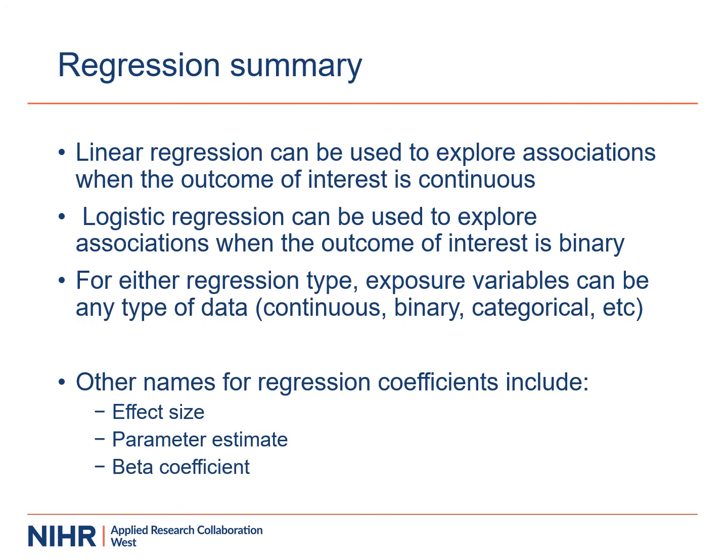To sum up, linear regression can be used to explore associations when our outcome of interest is continuous, and logistic regression can be used to explore associations when the outcome of interest is binary. For either type of regression, exposure variables can be any type of data, so continuous, something like income for example, binary, something like a yes or no question, and categorical, which could be something like gender or education categories. Other names for regression coefficients, so our B, can include effect size, parameter estimate, and as I said earlier, the beta coefficient. These all mean the same thing and are often field or industry based.